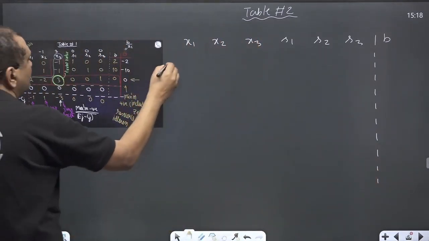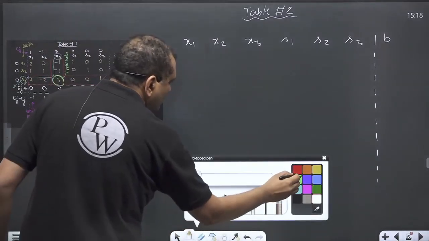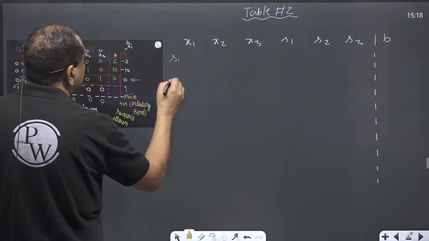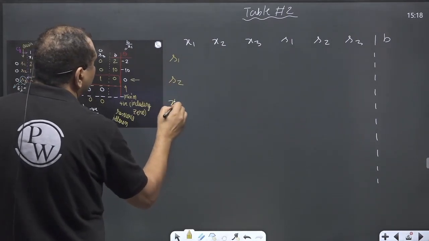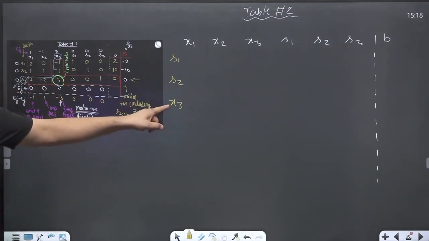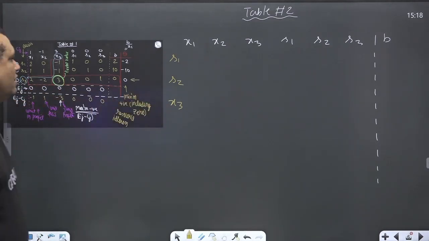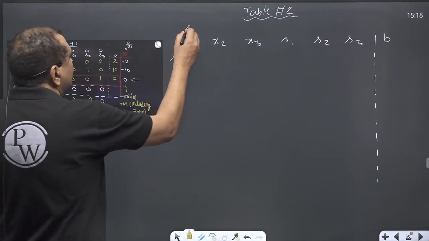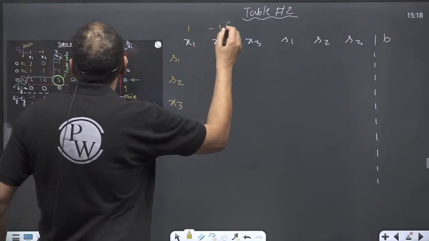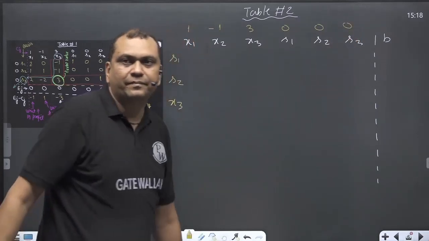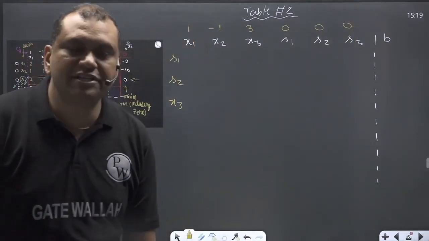So what is my decision? S1, S2, X3. See, in place of S3, I have put X3 now. The objective function will remain as it is: 1, -1, 3, 0, 0, 0. So the objective function is going to remain the same.